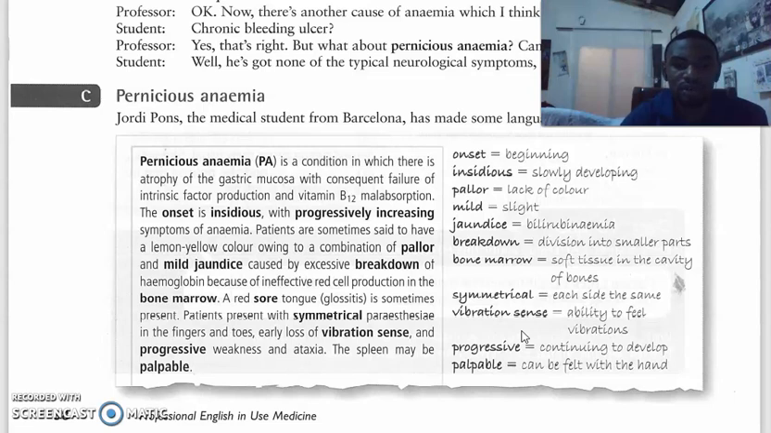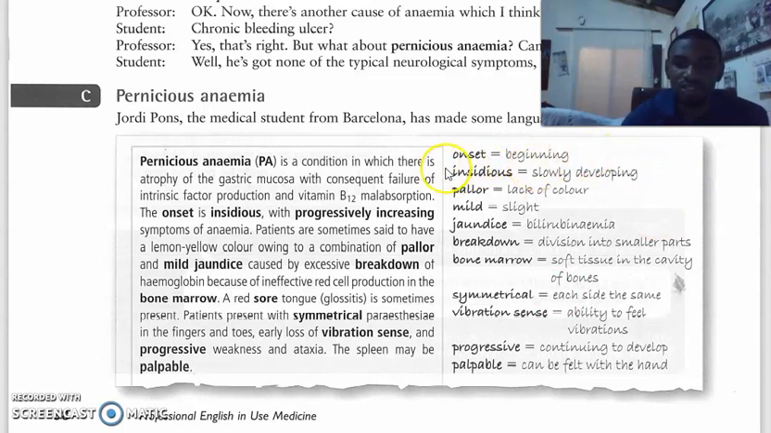A red sore tongue, glossitis, is sometimes present. Patients present with symmetrical paresthesia in the fingers and toes, early loss of vibration sense, and progressive weakness and ataxia. The spleen may be palpable.